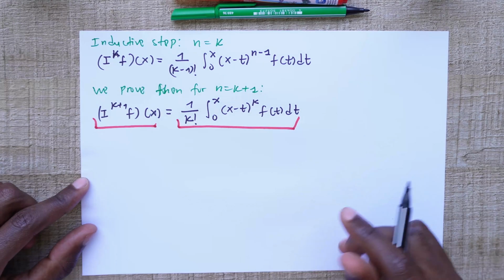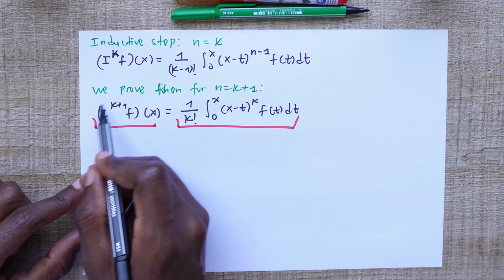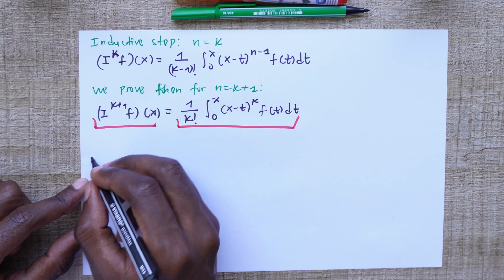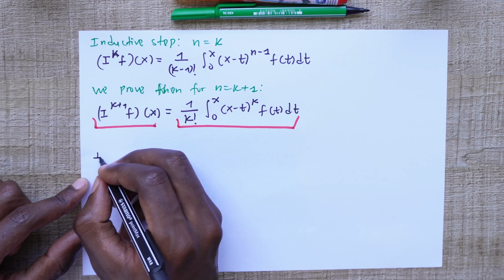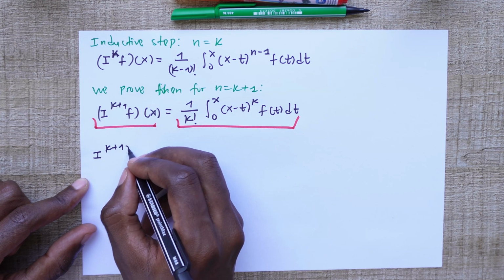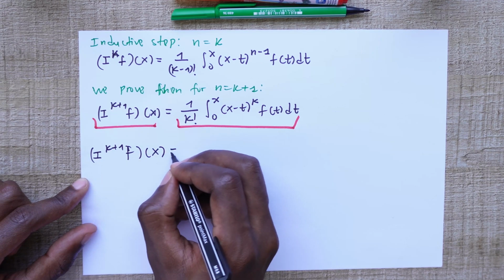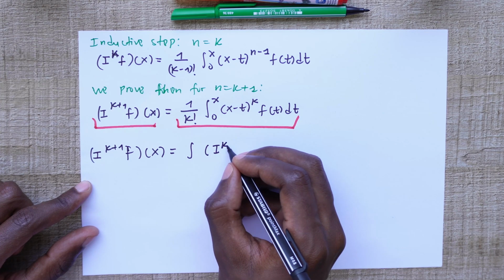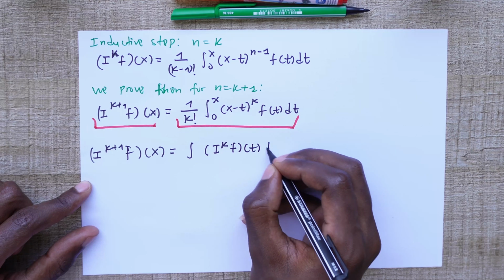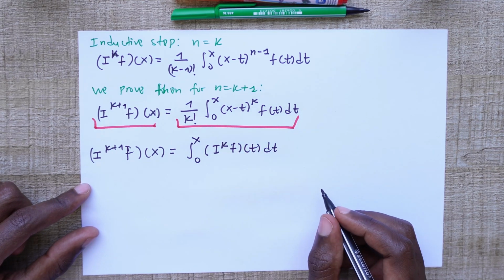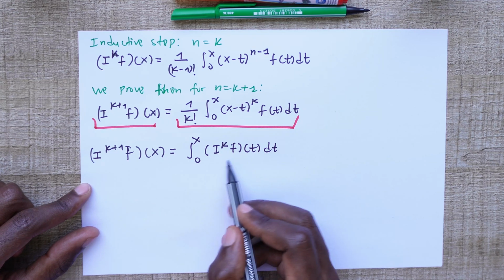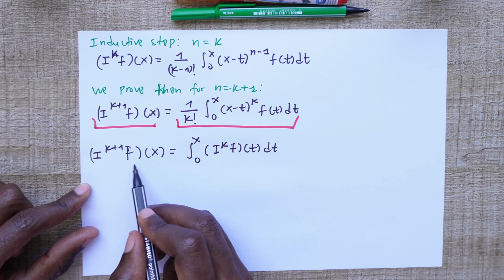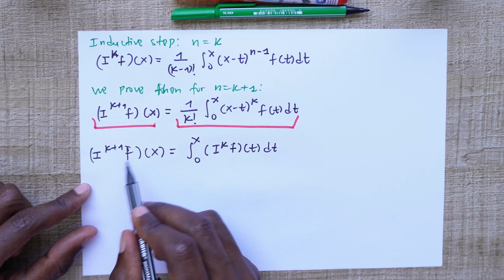So how do we do that? We can realize that the k plus 1th integral of a function f, I^(k+1) of the function f of x, is actually the integral of I^k f of t dt from 0 to x. Which means that if you integrate a function k times, and then you integrate that result one time, you're going to get the k plus 1th integral of that function. Okay? So it's really intuitive here.